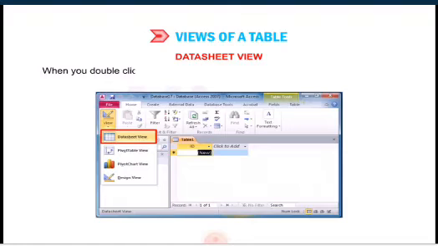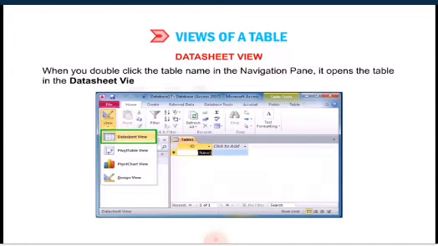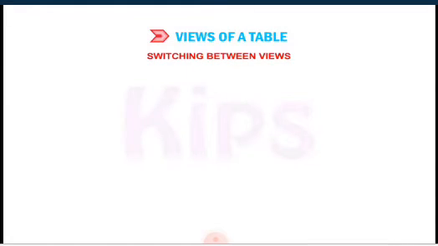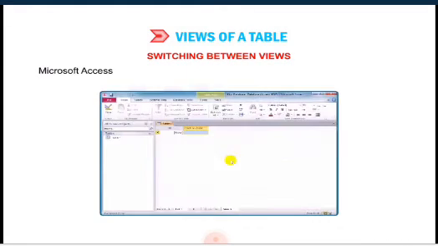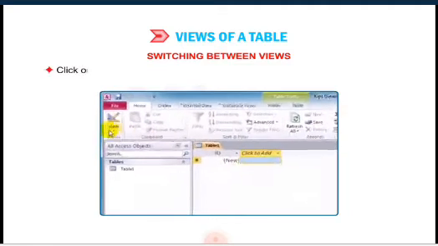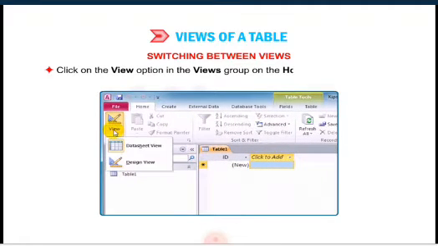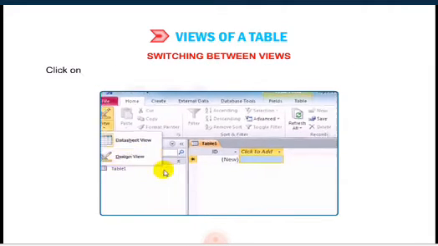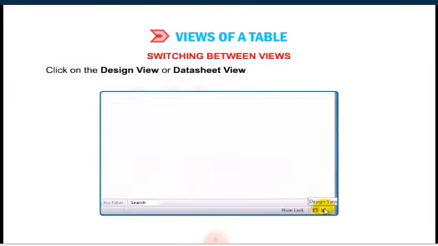When you double-click the table name in the navigation pane, it opens the table in the data sheet view. Switching between views. Microsoft Access allows you to switch from one view to another by following either of the two options. Click on the View option in the Views group on the Home tab to change the desired view. Or click on the Design View or Data Sheet View buttons at the right corner of the status bar.